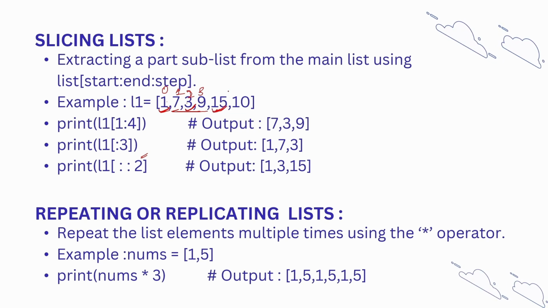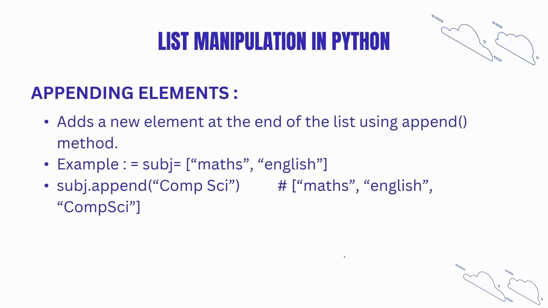Next is repeating or replicating lists. We repeat the list elements multiple times using the multiplication operator. So we have this nums 1 5 here. If we say nums into 3, it is repeated 3 times, 1 5 1 5 1 5. Okay, so next topic is list manipulation in Python.